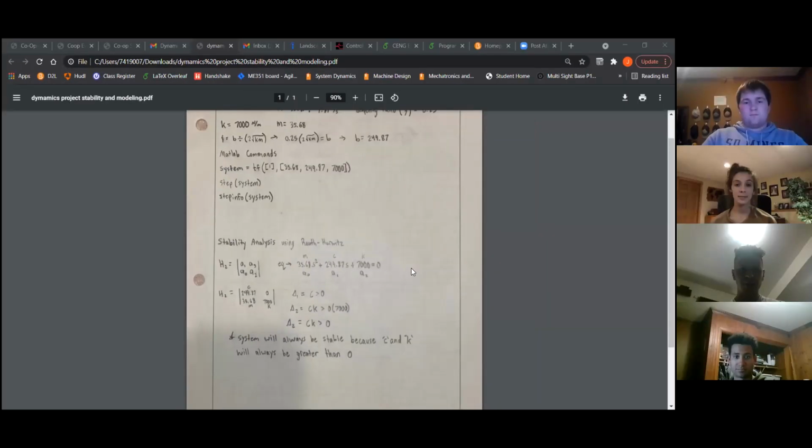Then back to my other screen, we did the stability just with a simple Routh-Hurwitz matrix. As you can see, we got all of these to come out to show us that if C and CK are greater than 0, our system will remain stable, and it will because it's a spring system.